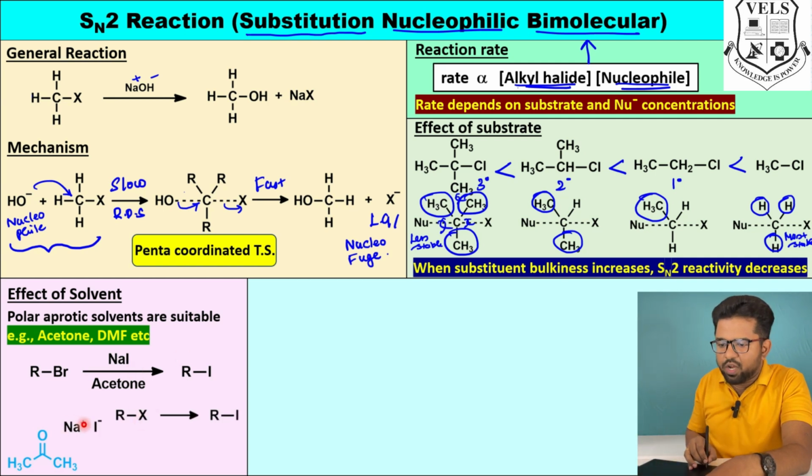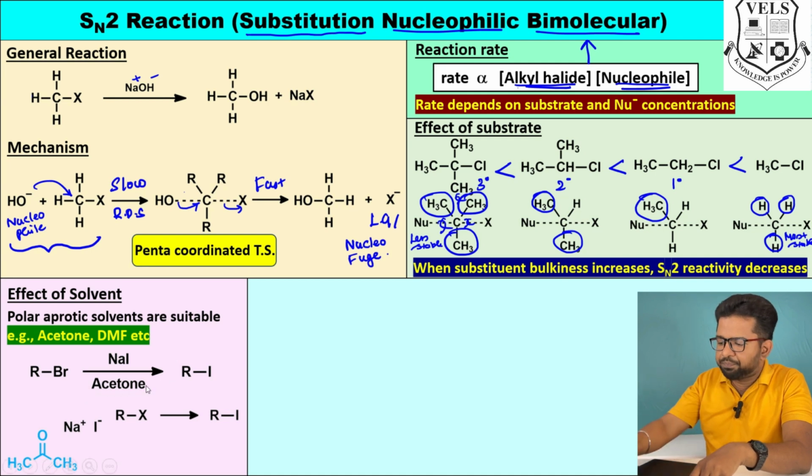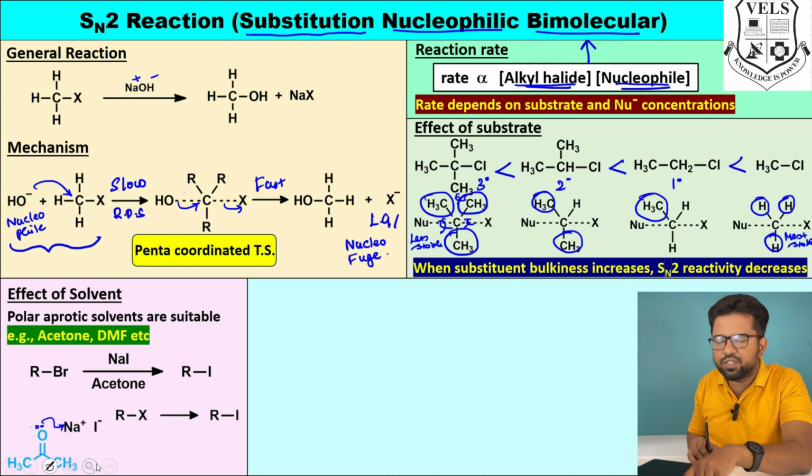We know that sodium iodide is ionic in nature, so this Na+ and I- will be present very close to each other. We need to separate this iodide from the sodium ion, so for the purpose, we are using this polar aprotic solvent. What will happen here? In this case, the lone pair of electrons on the oxygen atom makes a complex with sodium. That means this iodide will be free. So the nucleophile is now free, and it can easily react with this alkyl halide, leading to the formation of the product.